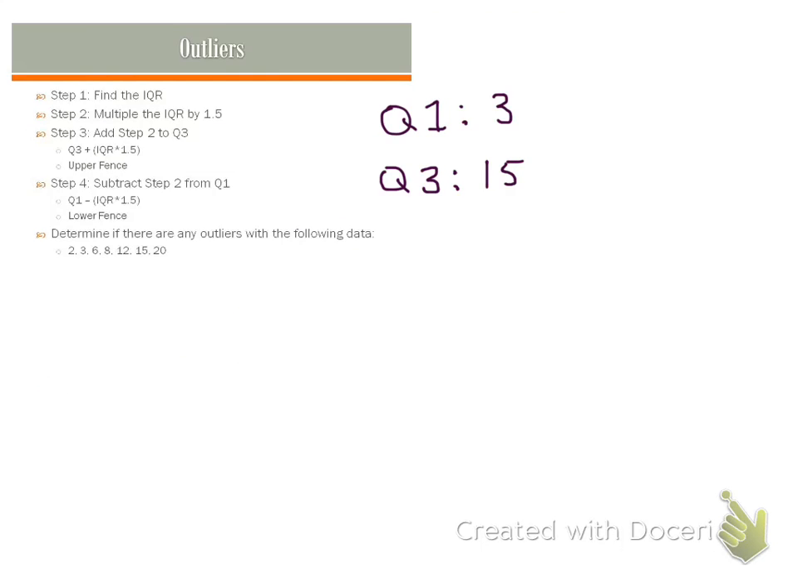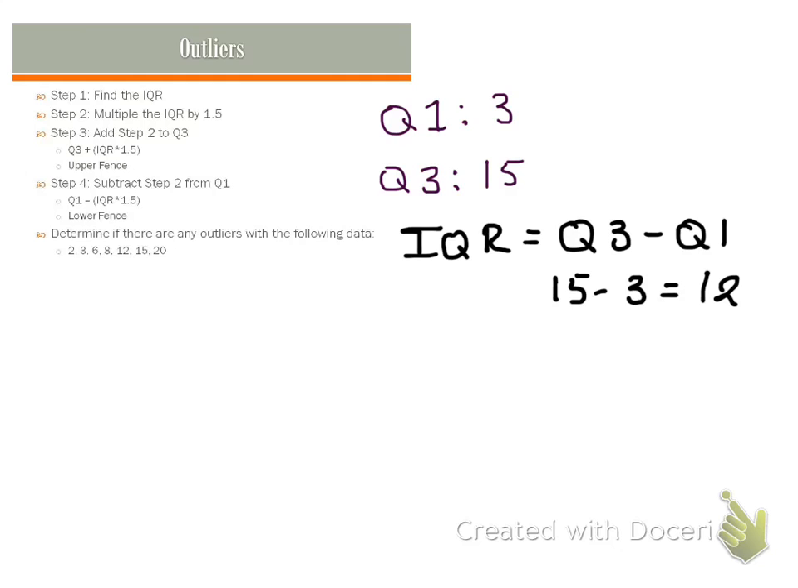Okay, so outliers. The first thing we need to do to find the IQR is find Q3 and Q1. How I found these is I did the exact same steps I was just talking about in the calculator, and I ran that 1-Var Stats. It told me that Q1 was 3 and Q3 was 15. So now I need to find the IQR, which is Q3 minus Q1. So I take 15 minus 3 to get 12. Step 2 tells me I need to multiply that number by 1.5, and when I do that, I get 18.